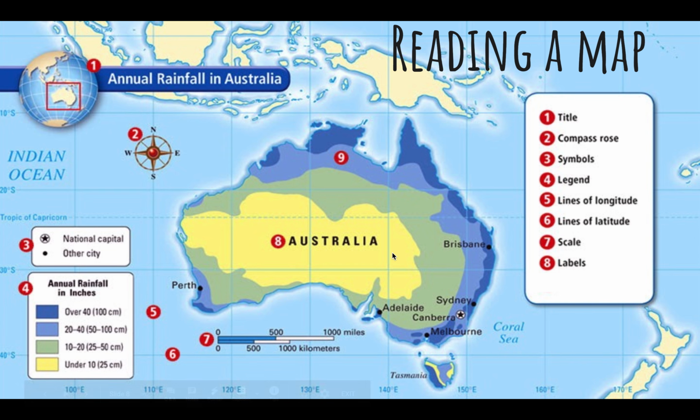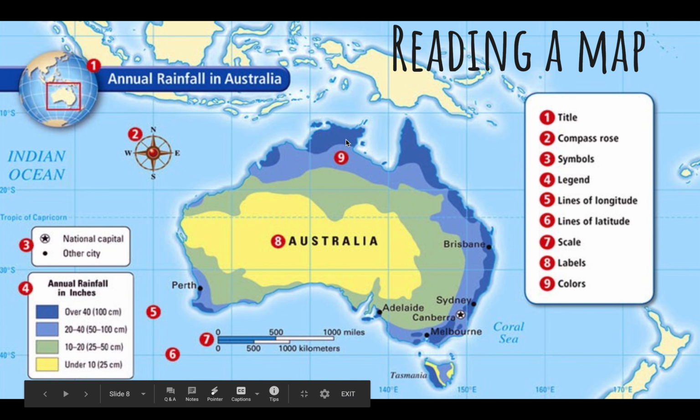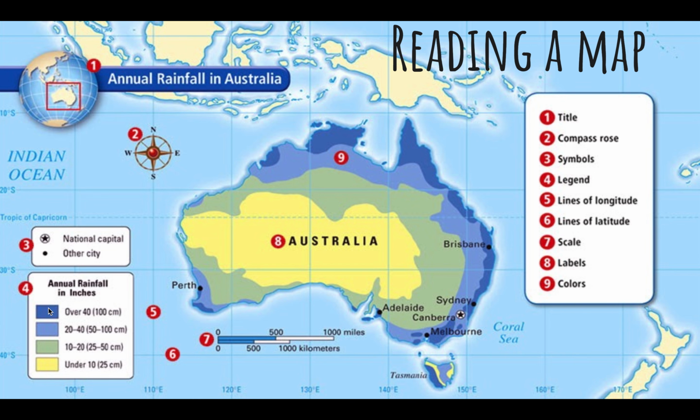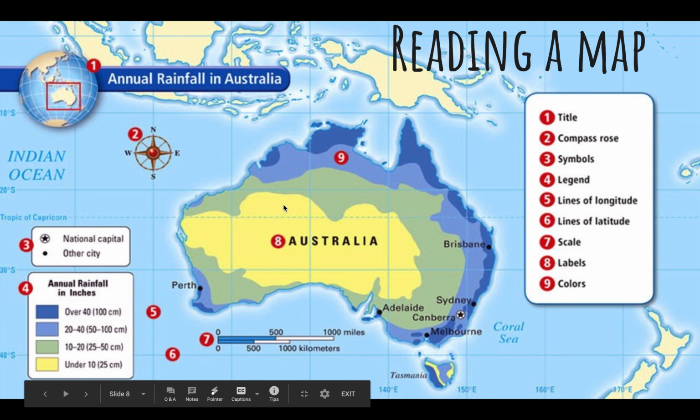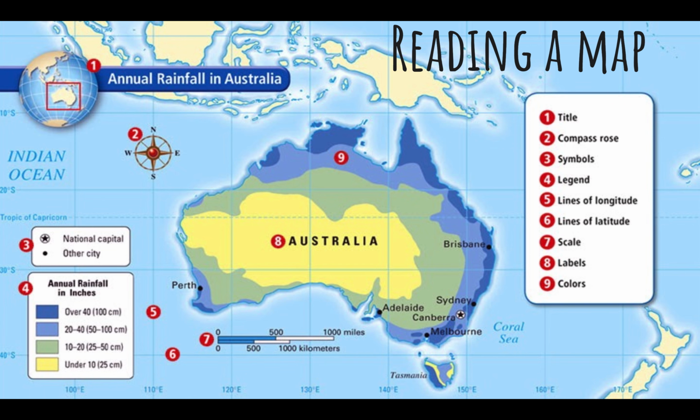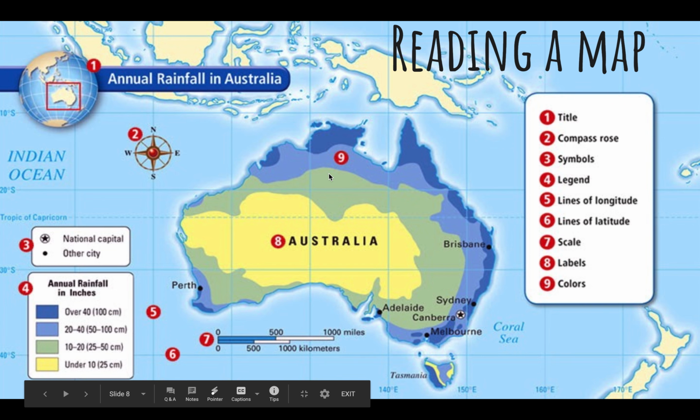Okay. Number 8 is labels. Labels are simply the names of the countries, the names of the cities that you see on the map. And last but not least, colors. Number 9, where are the colors right here? Right, 9. We already talked about colors. Colors in this case are just representing rainfall in inches, but colors can represent many different things on a map. They can represent how tall or how high mountains are, how high the land is. They can give us many different bits of information.